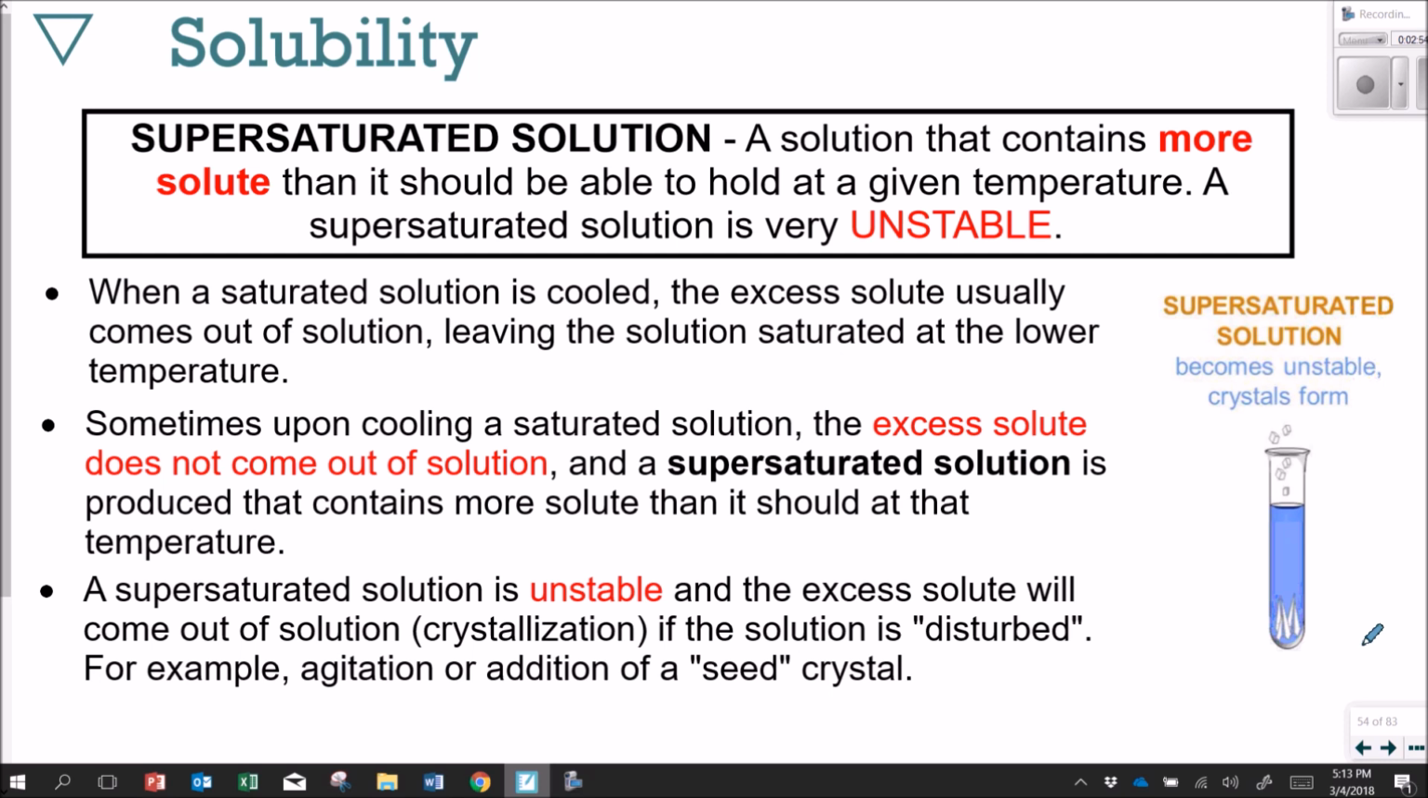When a saturated solution is cooled, the excess solute usually comes out of solution, leaving the new solution saturated at the lower temperature. Sometimes, though, upon cooling a saturated solution, the excess solute does not come out of solution and you form a supersaturated solution. It contains more solute than it should at that temperature. So it is unstable and the excess solute will come out of solution. This is called crystallization if the solution is disturbed. For example, agitation or adding a seed crystal would do that.